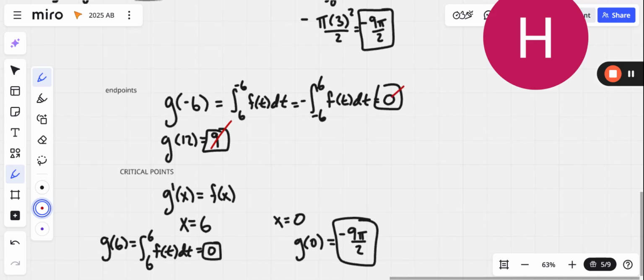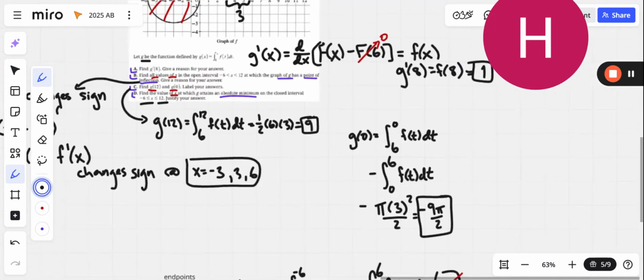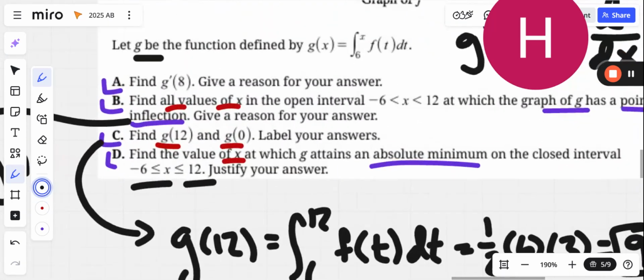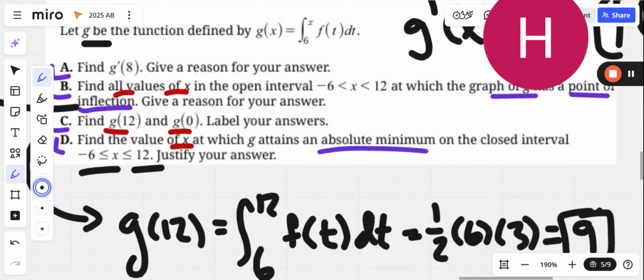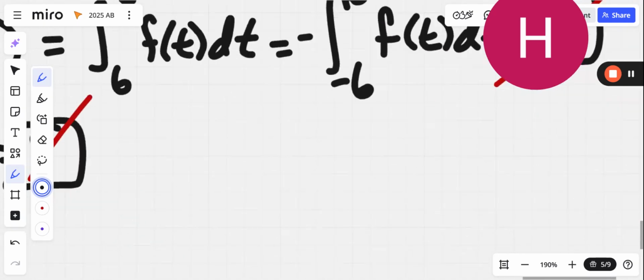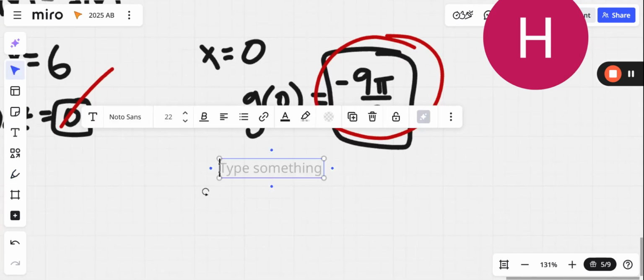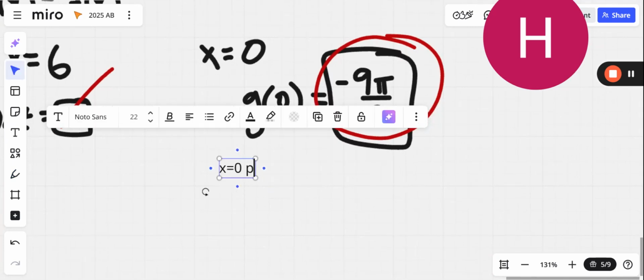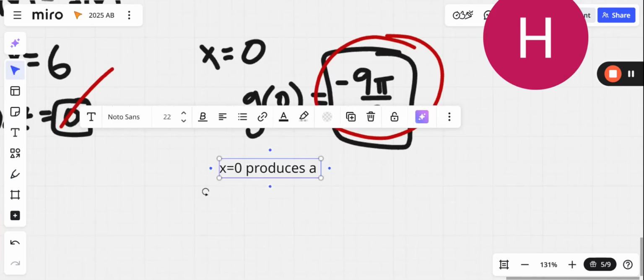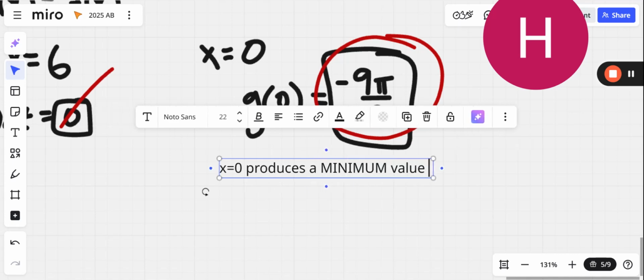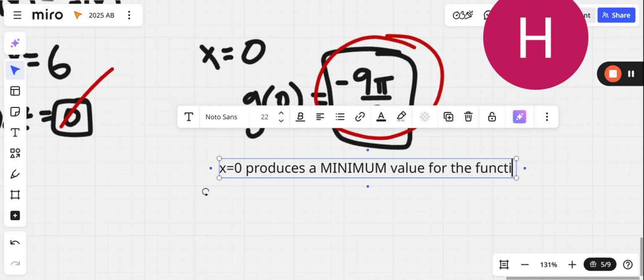This is positive. These two are 0. That's the minimum value. And what is it asking for? It's asking for the value of x. It does not ask for the minimum value. It just asks for the value of x. So we will say x equals 0 produces a minimum value for the function g.